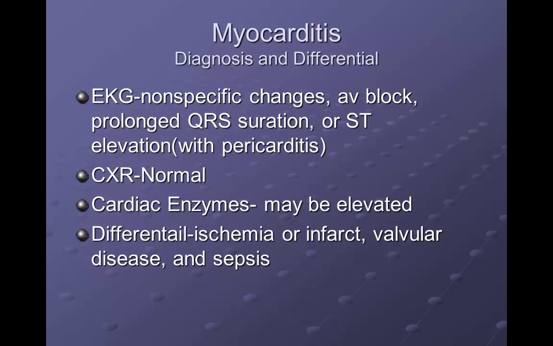Chest x-ray usually is completely normal because the myocardium, the actual heart muscle, is affected. Cardiac enzymes, including troponin I and CK-MB, are elevated. Echocardiogram is basically done to exclude other causes of heart failure. You could also do cardiac angiography to rule out coronary ischemia as a cause of a new onset of heart failure.